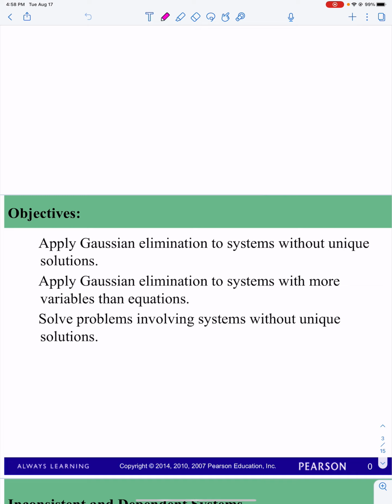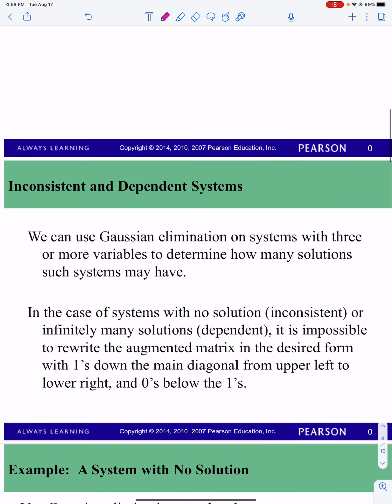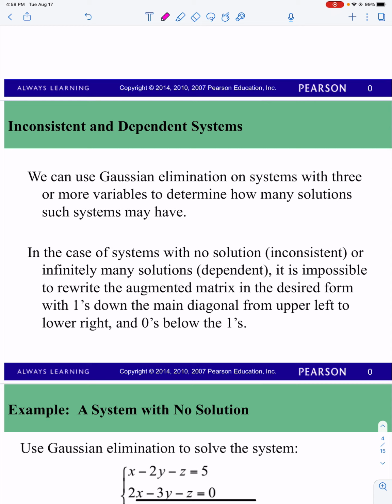So it can be what? No solution or infinitely many. Okay, so inconsistent and dependent systems. In the case of a system with no solution, we call it what? Inconsistent system. And with infinitely many solutions, we call it what?